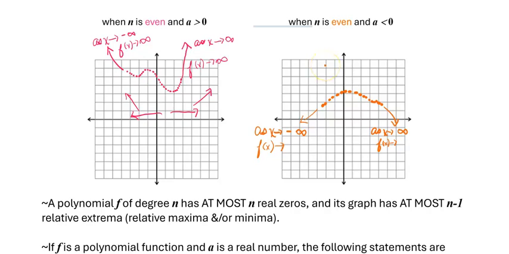Now, when your power is even and your leading coefficient is negative, it's going to go the opposite direction. It's going to open down. In other words, as x approaches negative infinity, y is also going to approach negative infinity. And as x approaches positive infinity, y is going to approach negative infinity. So I will write those answers, or those symbols, here at the bottom.